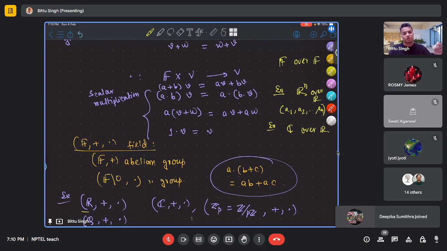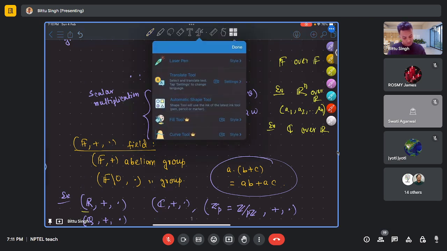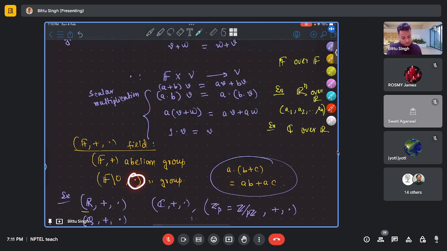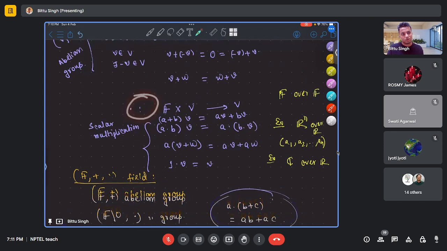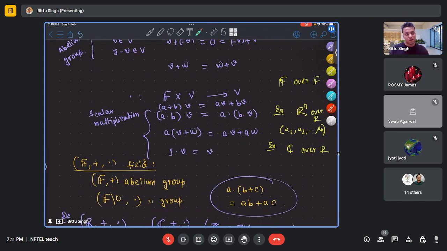The scalar multiplication is the same as the multiplication from the field. Note that there are two multiplications: one multiplication for the field, and another multiplication, which is the scalar multiplication. If you take F over F, that is real numbers over real numbers, then it is also a vector space.